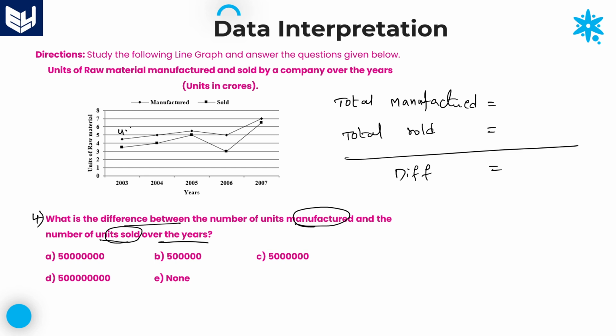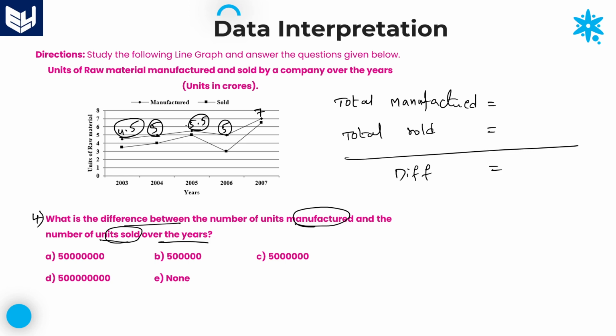First I will write all the manufactured values. It is 4.5, this is 5, and it is 5.5, it is 5 again, and it is 7. Now you just calculate the values. Here it is 5 plus 5, 10. 10 plus this is also 10.